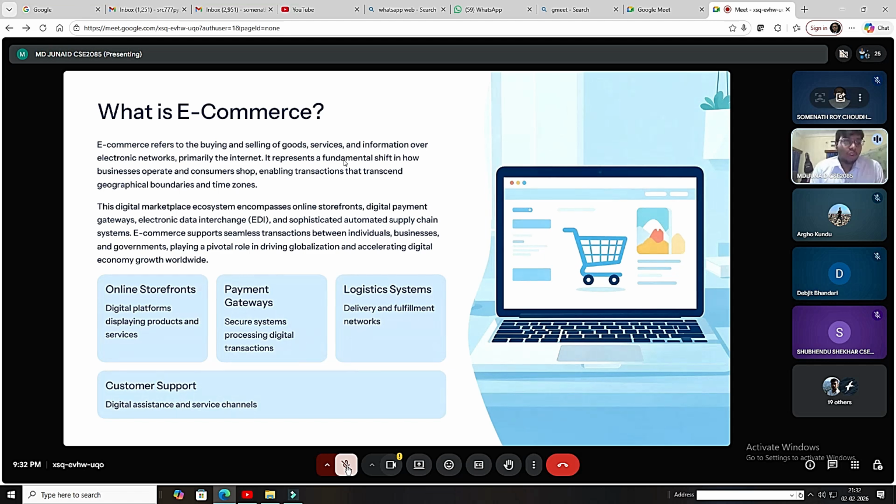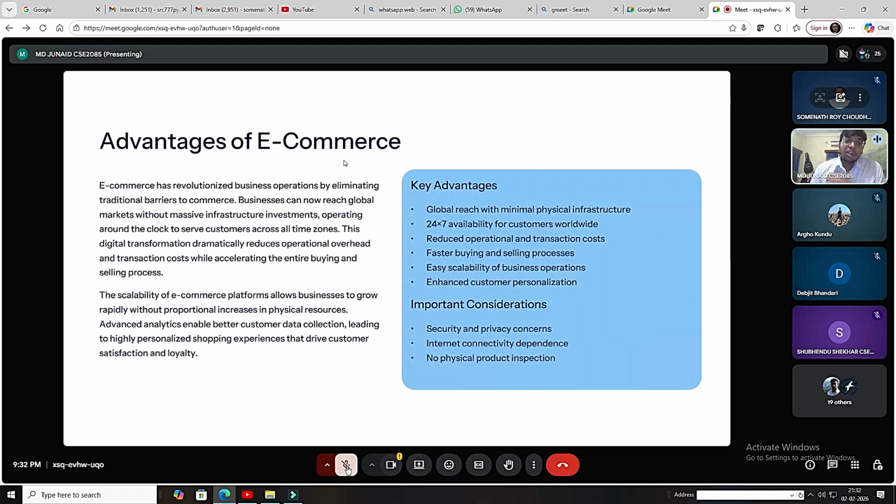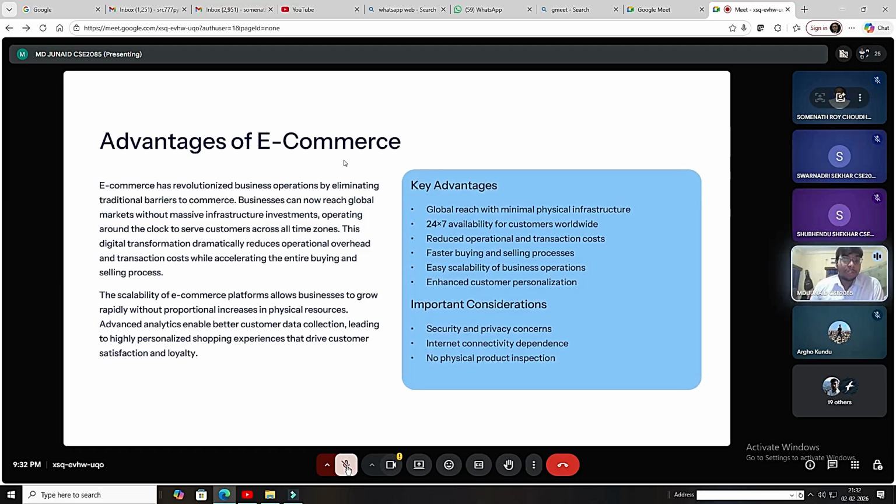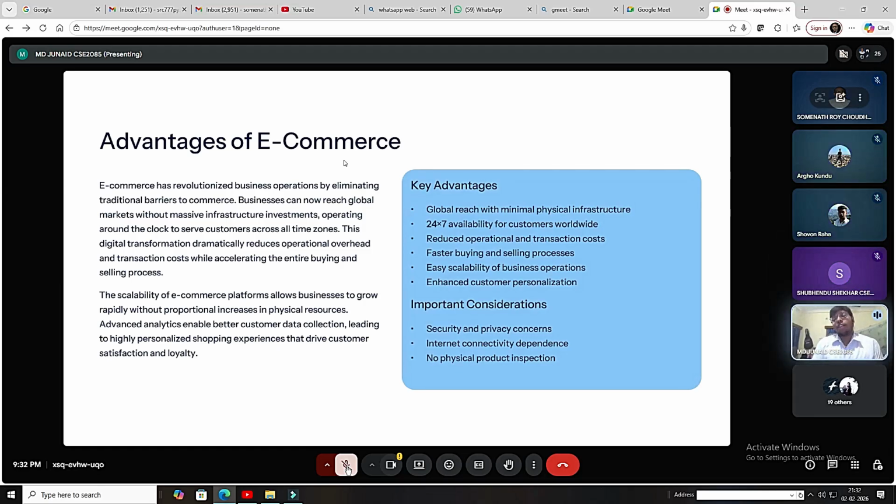So what are some of the components of e-commerce? Online storefronts, payment gateways, logistics systems, and customer support. Next. So what are the advantages of e-commerce? Well, first of all, global reach with minimal physical infrastructure, 24/7 availability for customers worldwide, reduced operational and transactional costs, faster buying and selling processes, easy scalability of business operations, and enhanced customer personalization. Some important considerations regarding e-commerce are security and privacy concerns, internet connectivity, and no physical product inspection.